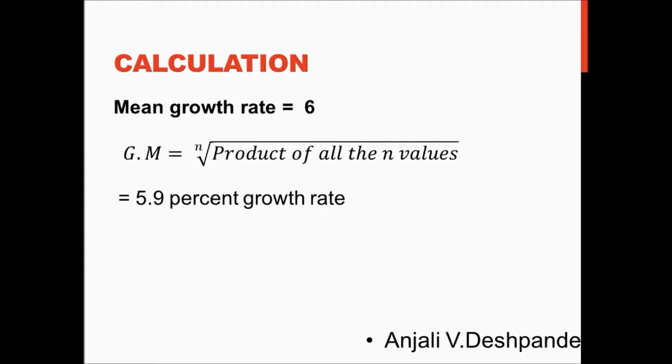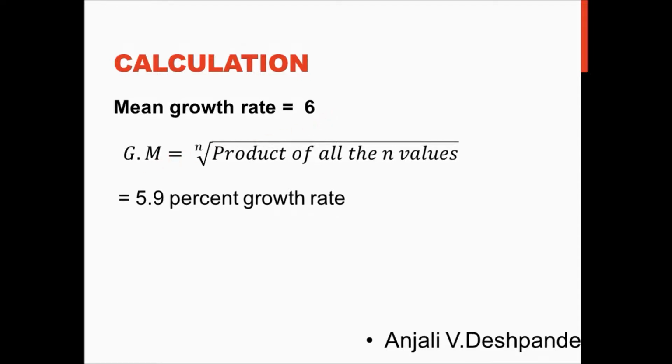Now if we calculate just the simple arithmetic mean by the earlier formula which was discussed, you can rewind the video and see that formula. So if we just calculate the mean growth rate, the simple arithmetic mean, it comes out to be 6. Now we will see what is the importance of calculating the geometric mean.